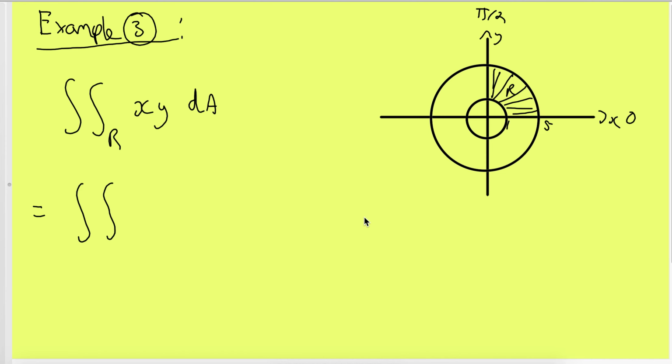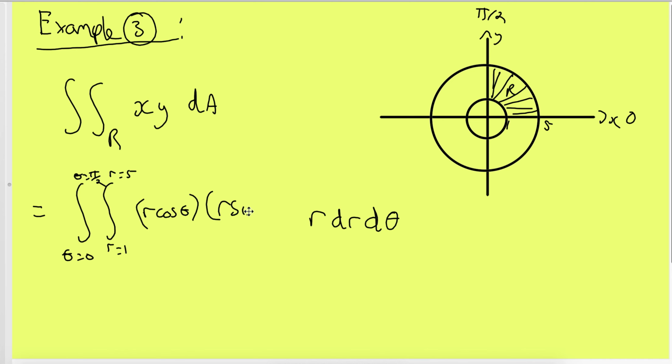So dA becomes r dr d theta. Remember that function of r sometimes makes everything a lot easier, so don't forget to put it in. And your limits: the radius of your smaller circle is 1, the radius of your larger circle is 5. So that's your inner bound, that's your outer bound. And the angle it's going through anti-clockwise is from 0 to pi by 2. And x becomes r cos theta, and y becomes r sin theta.